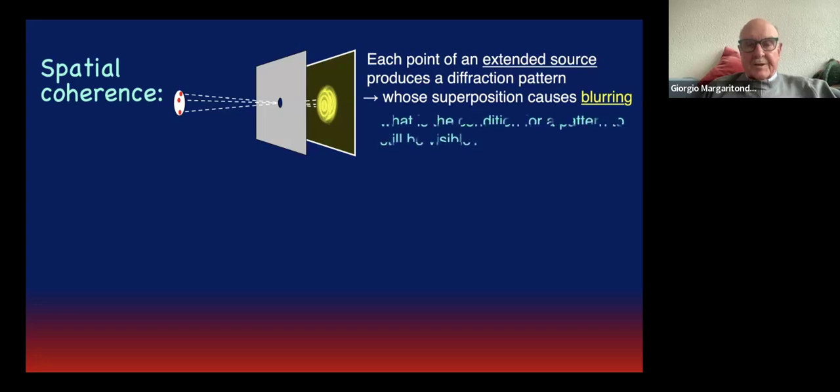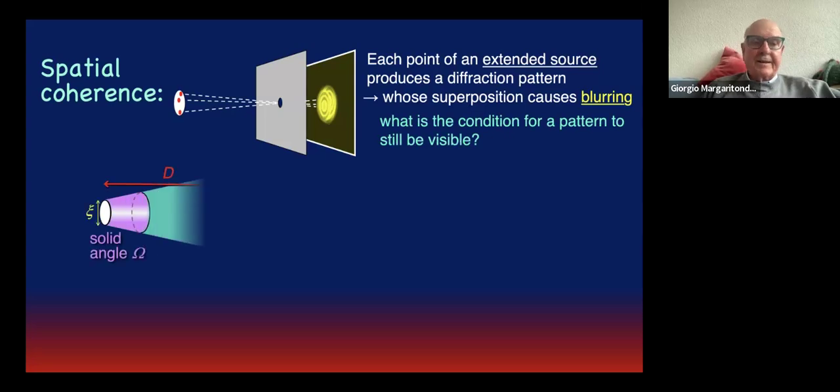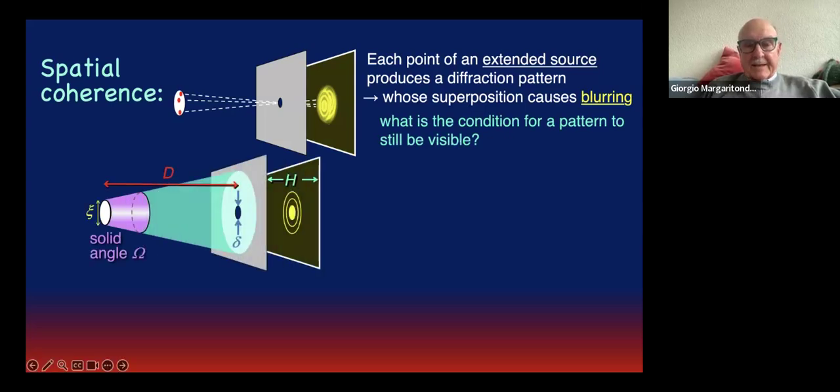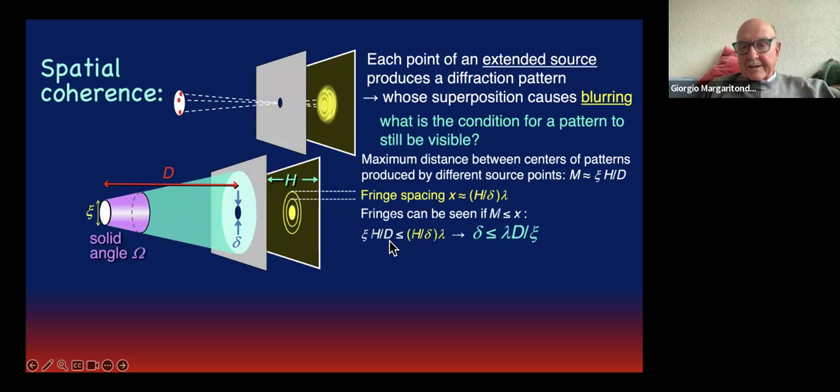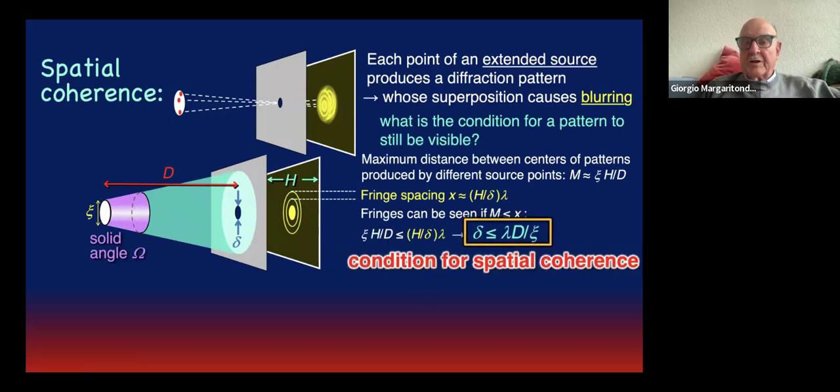What are the conditions to still see a pattern? Once again, you can repeat a simple approach, and you can see that the condition is given by a comparison of all the effects of different points in the source with the distance between fringes, and you get very easily to this condition for spatial coherence.